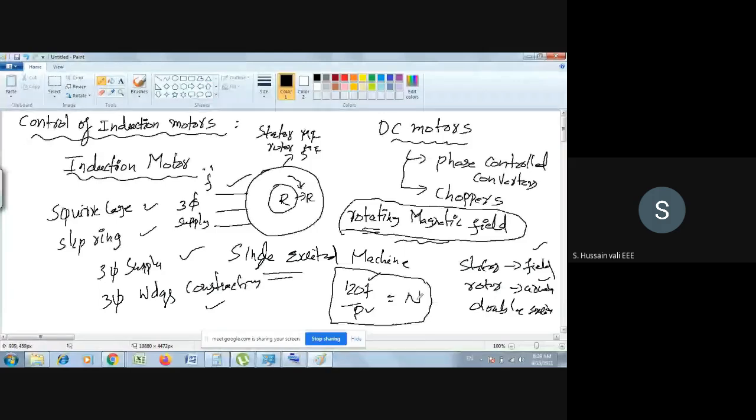So with this speed, the magnetic field will rotate in the air gap, and that magnetic field links to the rotor. Once it links to the rotor, as per Faraday's law, EMF will be induced in the rotor windings. Whether it is a squirrel cage or a slip ring rotor, the rotor windings are closed. As there is an EMF and a closed path, definitely some current will flow through the rotor windings.